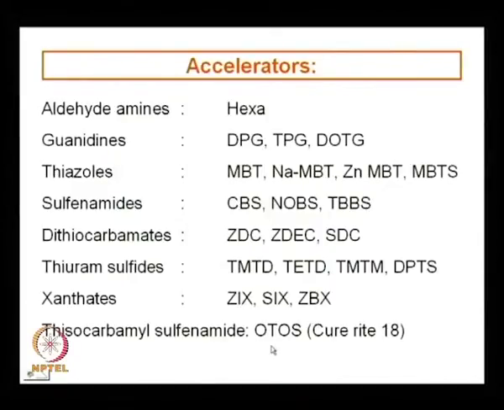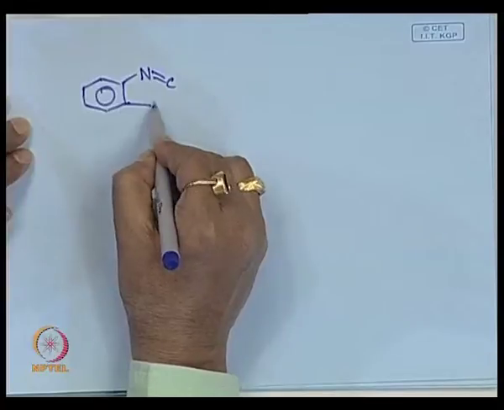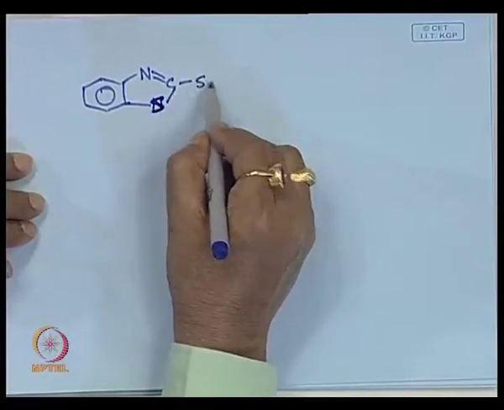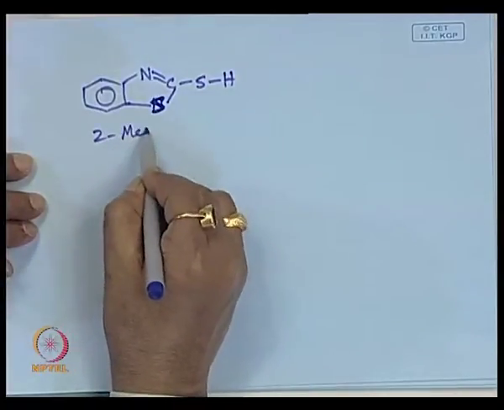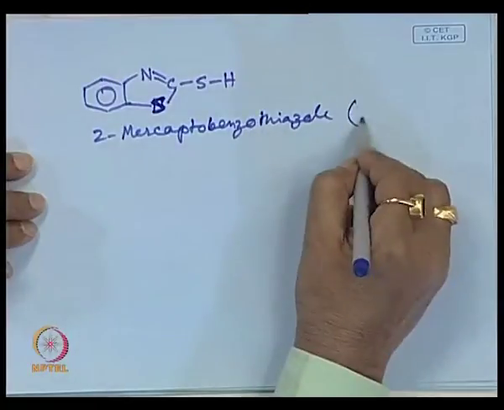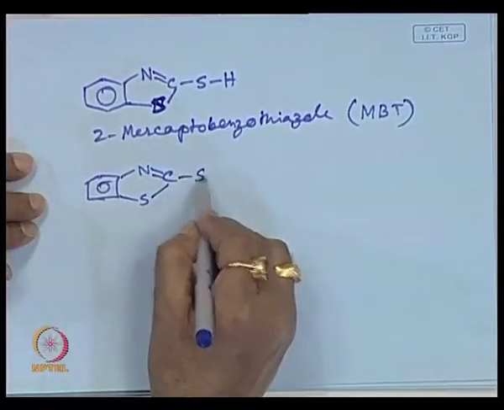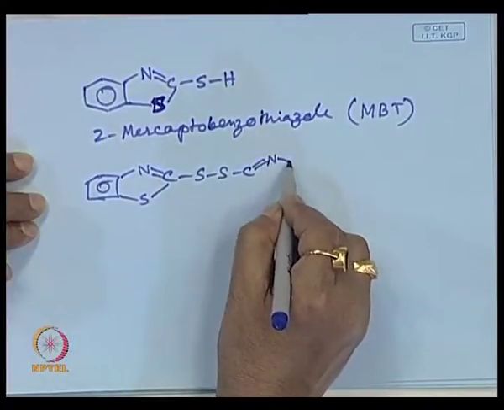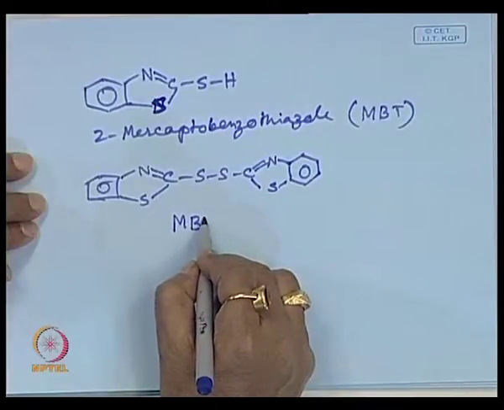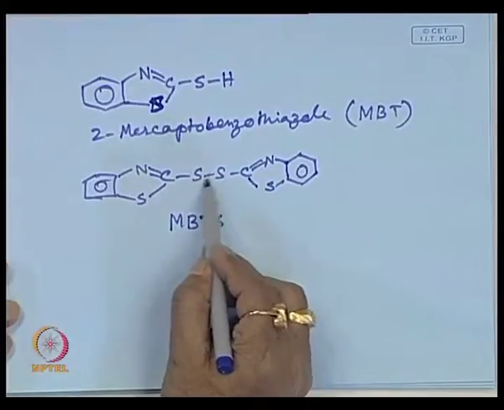Now, if I show you some formulas, say MBT. What is MBT? This is 2-mercaptobenzothiazole, SH, known as MBT. Similarly, its disulfide is also available: 2-mercaptobenzothiazyl disulfide, MBTS. Similarly, its zinc salt is available, where zinc comes in between the two sulfurs.